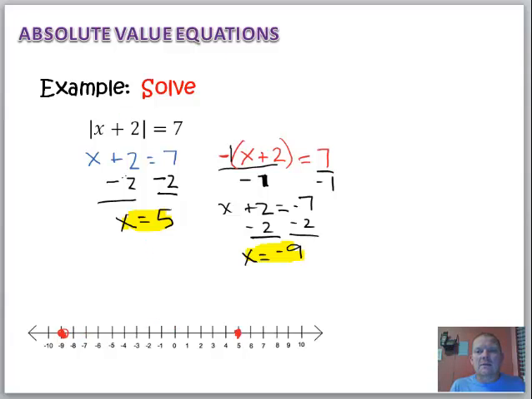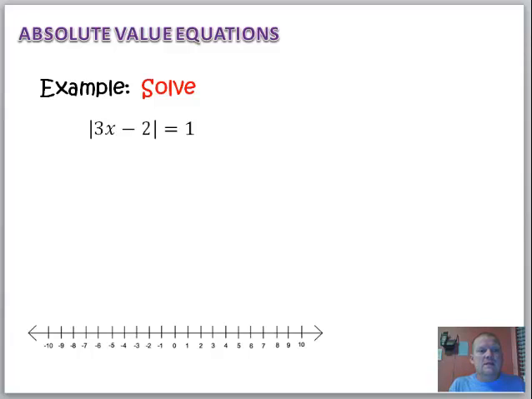Alright, let's look at a second example. In this example we have the absolute value of 3x minus 2 equals 1. As you can see, it's already solved for the absolute value, so I'm going to write it as two equations. 3x minus 2 equals 1, and 3x minus 2, but I have to take the negative of that, equals 1.